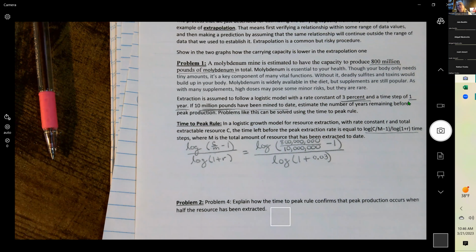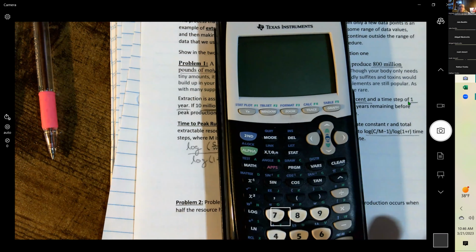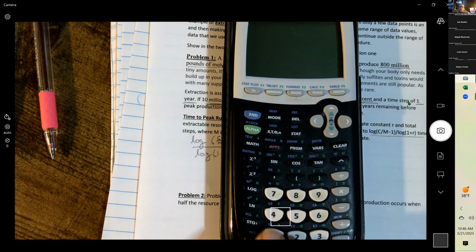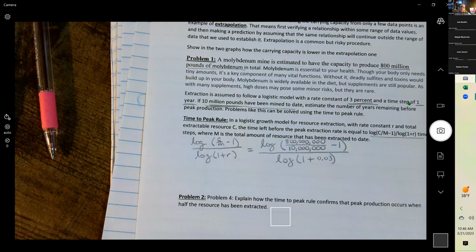Any questions on that? Now the log button in your calculator, depending on your calculator, mine is right here. Now these are base 10 because there's no base written, and that's what a calculator will use, base 10. And then just plug it in.